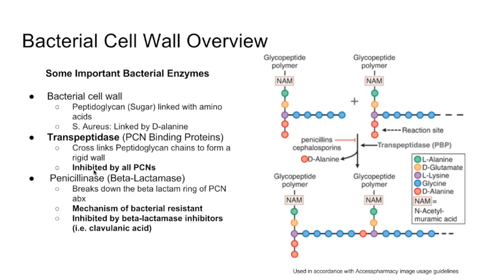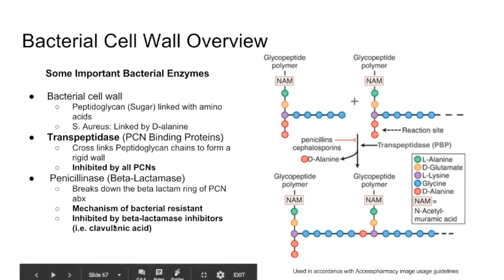And then the third enzyme is called penicillinase, which is also called beta-lactamase, and it breaks down the beta-lactam ring of the penicillin antibiotics. So all of the penicillins have this ring to it, and it's called the beta-lactam ring. Penicillinase is an enzyme that's produced by the bacteria to break down this ring and destroy the antibiotic. And it's a mechanism of bacterial resistance.